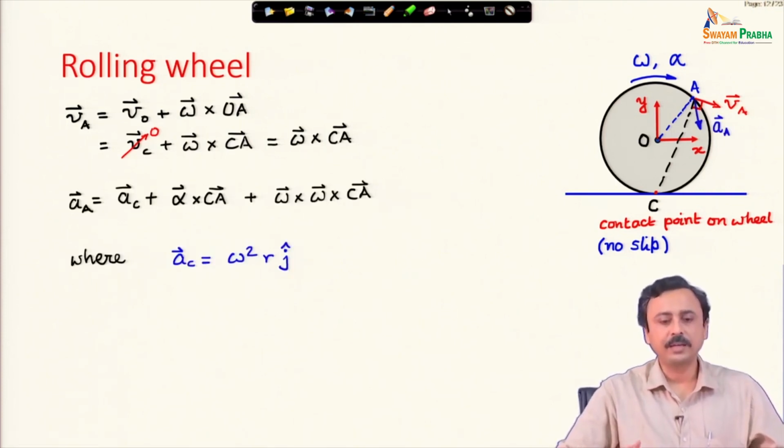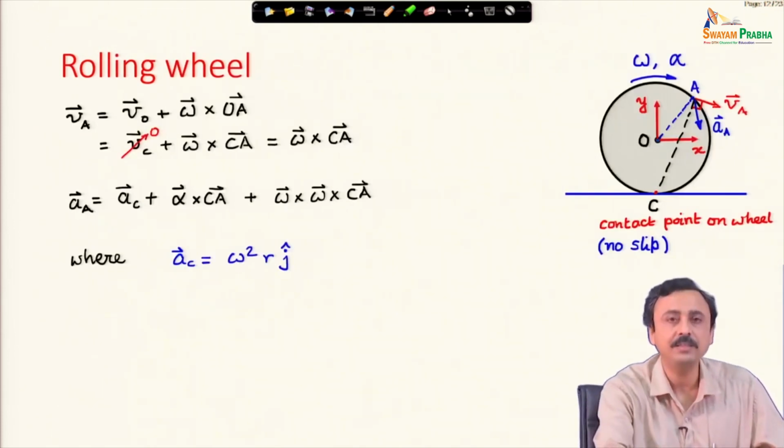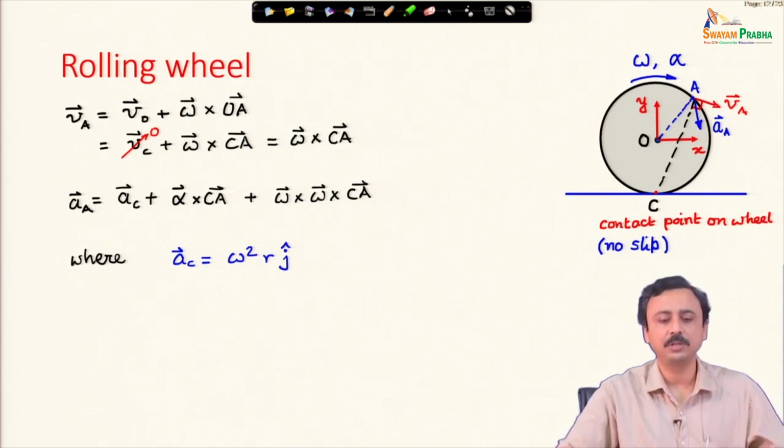For the acceleration of A, again in terms of the acceleration of C, you already know that the acceleration of C is omega square r j cap, vertically upwards. If you just plug in these expressions, you will get the acceleration of A, which I will leave it to you to figure out.